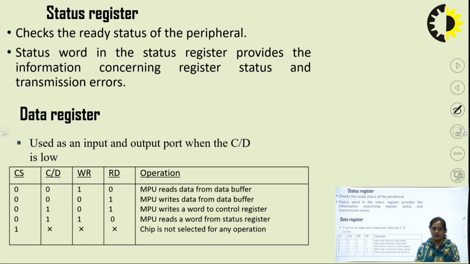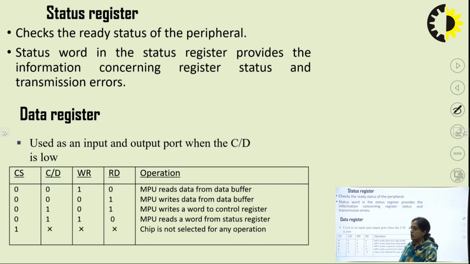by the microprocessor concerning the status of the transmitter buffer and the status of the receiver buffer, whether it is empty or filled, whether data is transmitting serially or what. Then we have a data register. This register is used for input and output port.